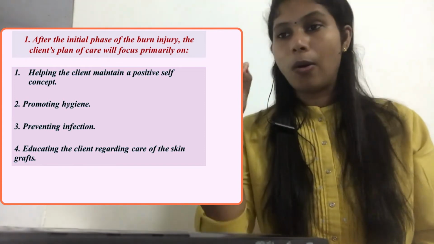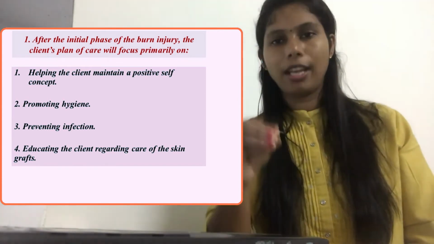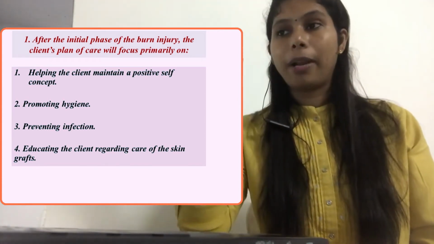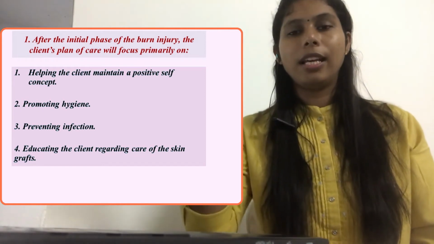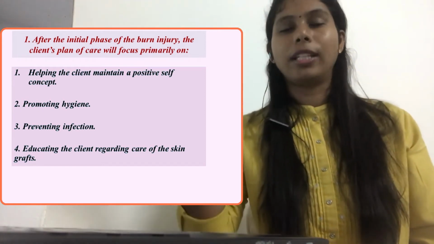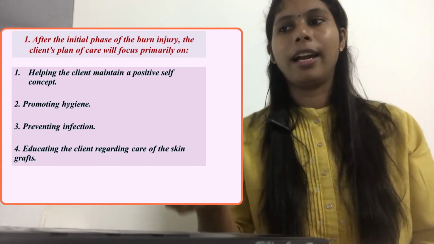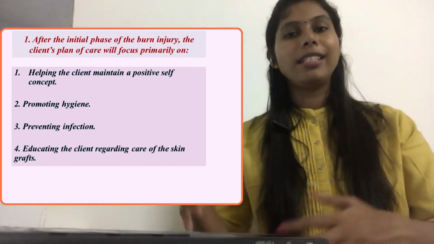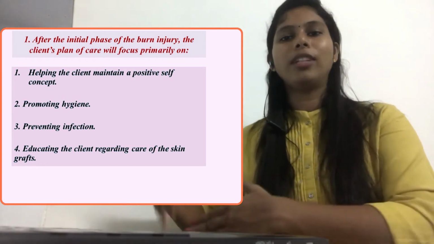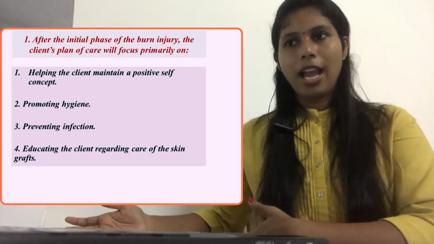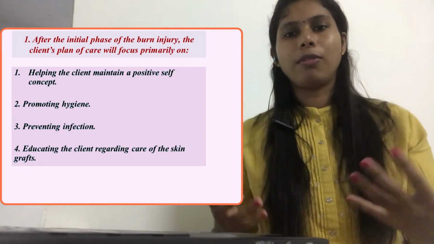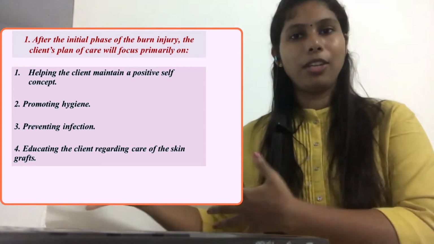So we should focus all the interventions on preventing infection. So that is our primary focus in this phase, the phase after the initial phase of burn injury. We will see the other option also, educating the client regarding the care of skin grafts. This skin grafting comes after this stage, after this phase, and promoting hygiene and positive self-concept are all part of the rehabilitative phase of the burns. Okay, is that clear? We'll see one more question.